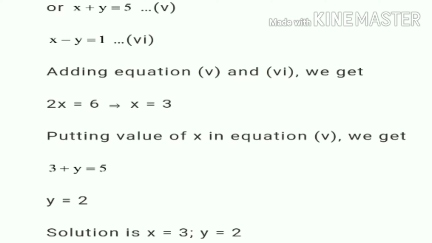Again we need to solve both equations. Because plus y and minus y are opposite in sign, they will cancel. So 2x is equal to 6, that's why x is equal to 3. Now putting the value of x in equation 5, we get 3 plus y is equal to 5, so y is equal to 2. So we can write x is equal to 3 and y is equal to 2.